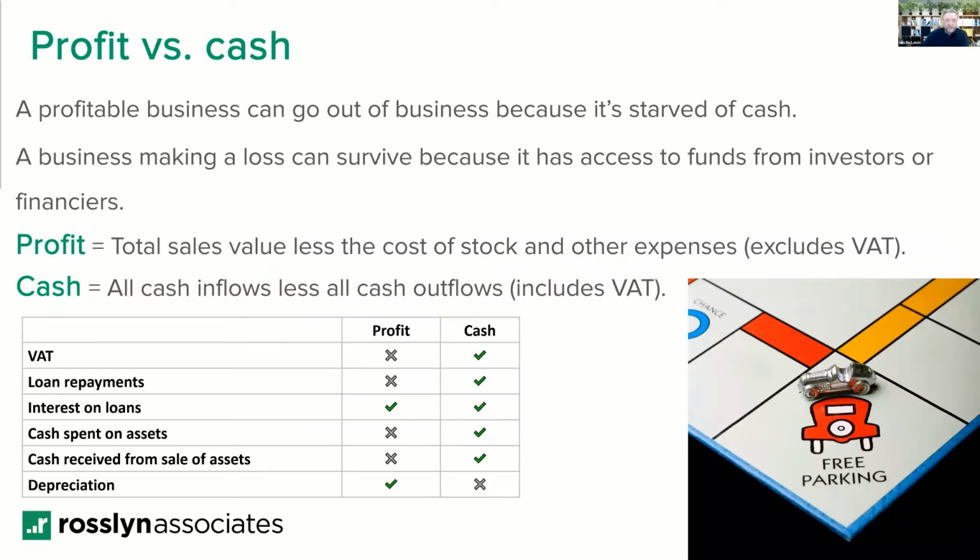As it says there, a profitable business can go out of business because it's starved of cash, and a business making a loss can survive because it has access to funds from investors or financiers. This might be a good point, actually, to look at an example of that, to make the point about how a profitable business can go out of business and a business making a loss can survive. I was going to do it later, but I think I'll do it now.